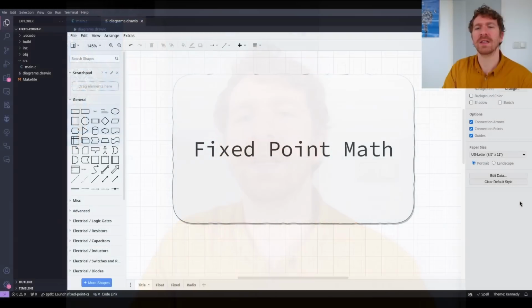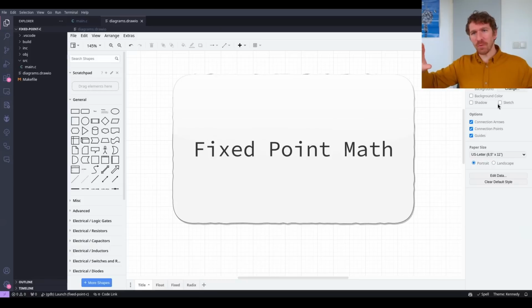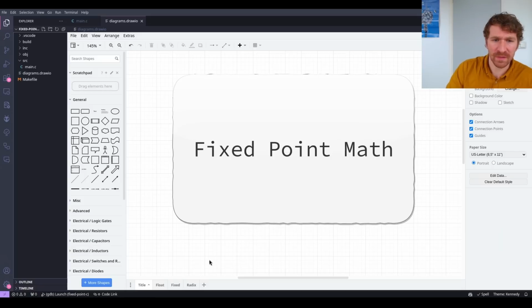Now, fixed point is this really cool idea that's been around for a long time and has been used in everything from advanced computation before floating point was standardized up to things like games, and even when floating point was around and people just simply didn't have the hardware to run it fast, fixed point was a big thing. So let's take a look at fixed point math. It's really cool, I promise. It's actually really fun.